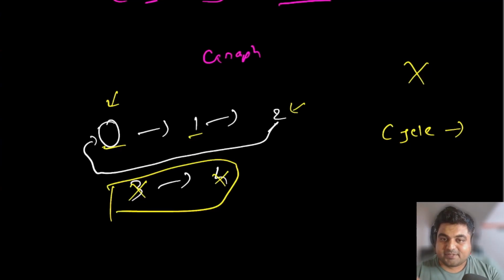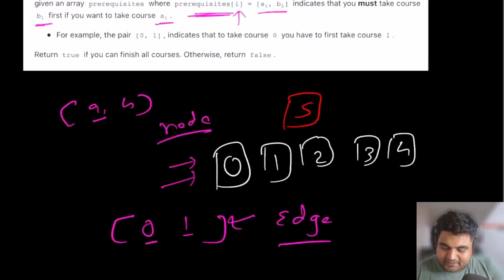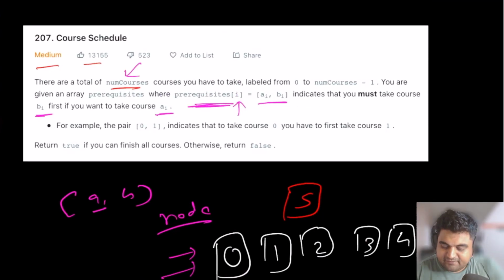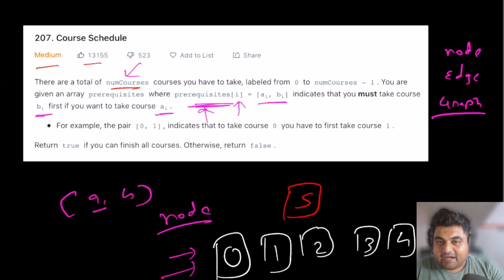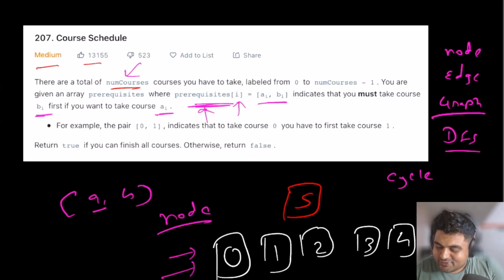So the problem simply becomes that we take the number of courses that we are given, we treat them as nodes, the prerequisites we treat as edges, and then we create a graph. After creating a graph, all we need to do is run a DFS. We can do it recursively, iteratively, it's up to us. And after using this DFS, all we need to do is check whether there exists a cycle or not. And how can we check that? Using a visited array or visited hash set.